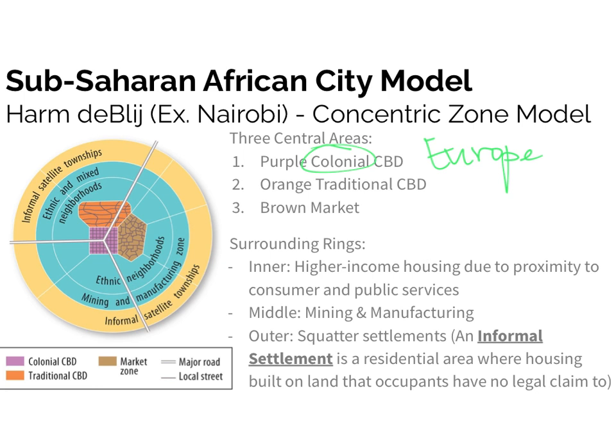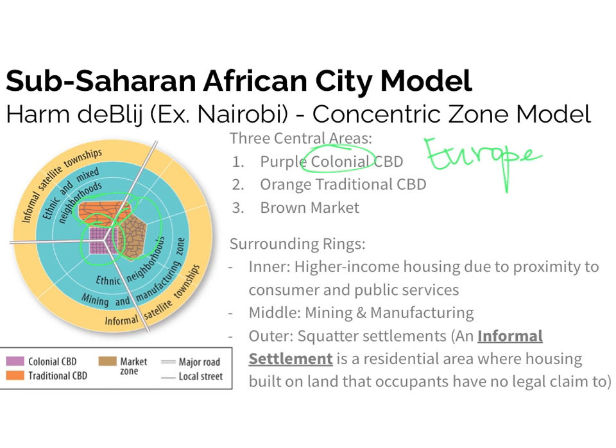So you've got three central areas downtown. You have the colonial central business district set up by the Europeans that come in. You have the traditional business district, or market, where the people who were there originally did business. And then you have this brown market, which is kind of a mix of the two.